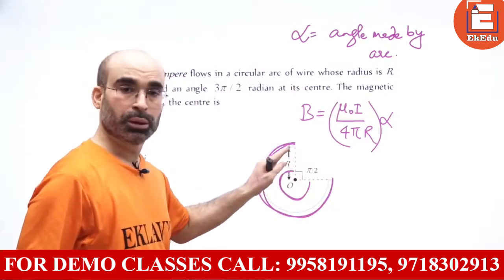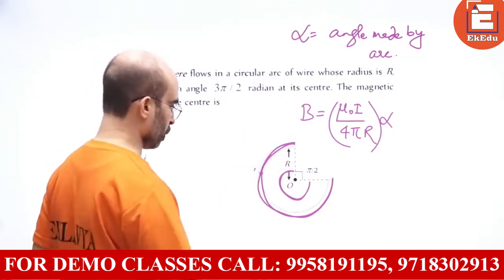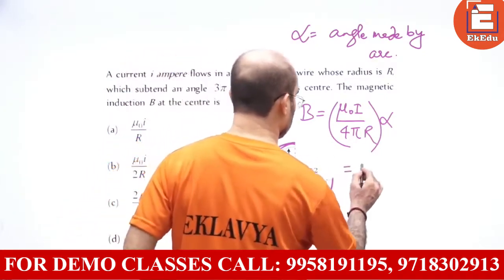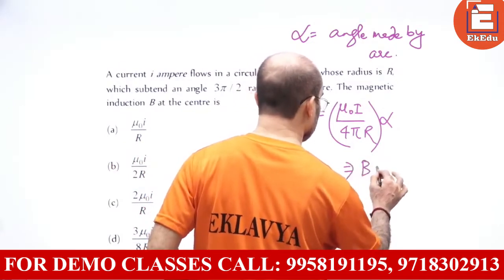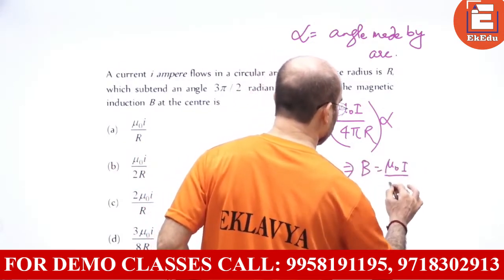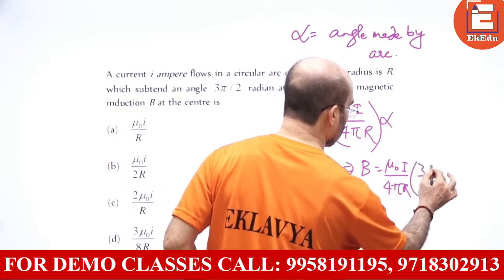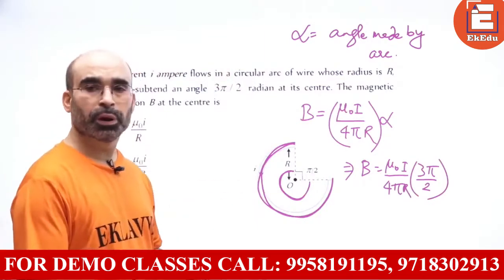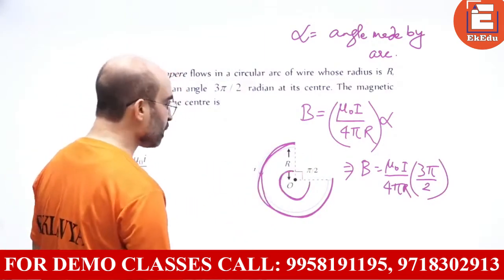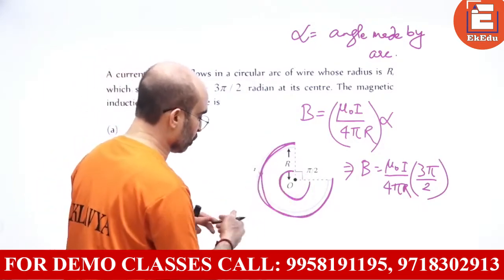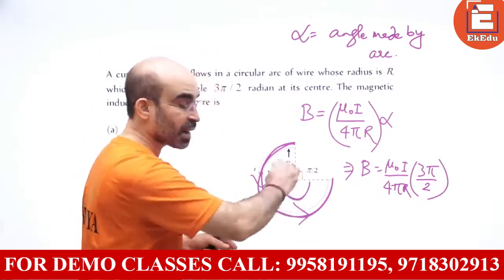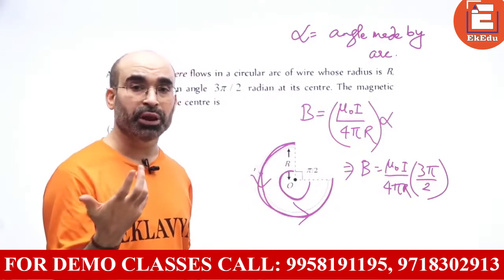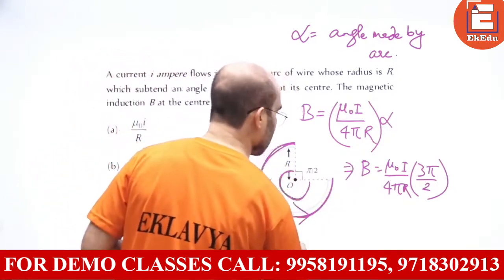3 pi by what? 2. Yes, of course, pi by 2 plus pi by 2 plus pi by 2, 3 pi by 2. So this we will be putting. So B equals mu naught I by 4 pi R into 3 pi by 2. And what about the direction of magnetic field? It is upward. Why? Because current is flowing in the anti-clockwise direction. When current is flowing in the anti-clockwise direction, magnetic field will be outward, right?